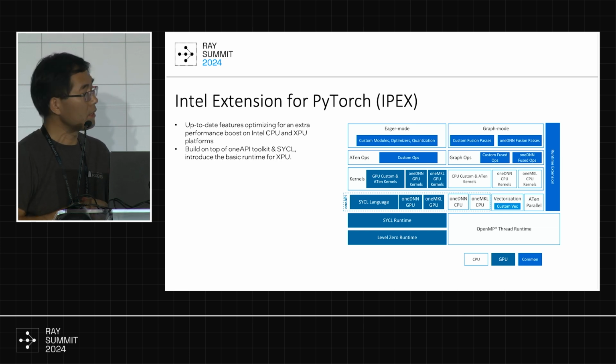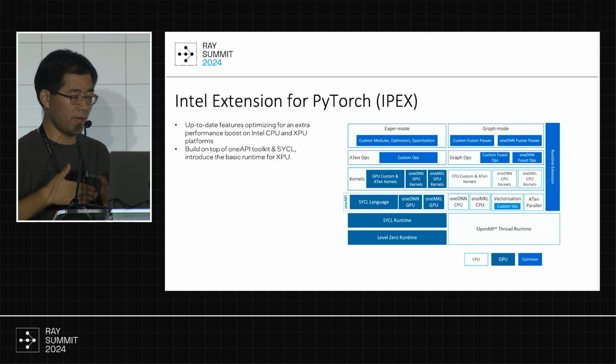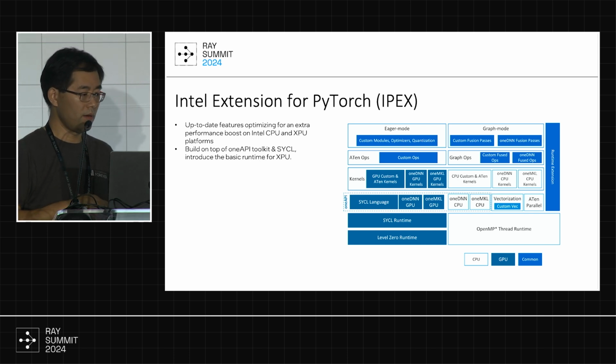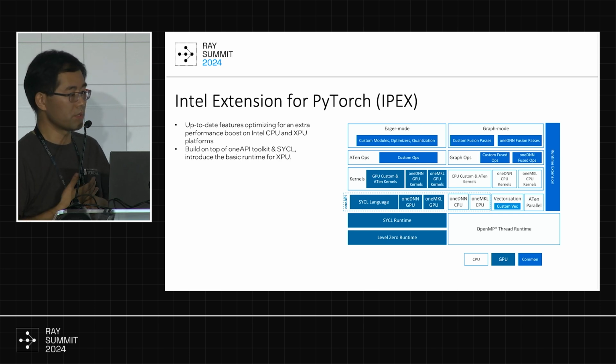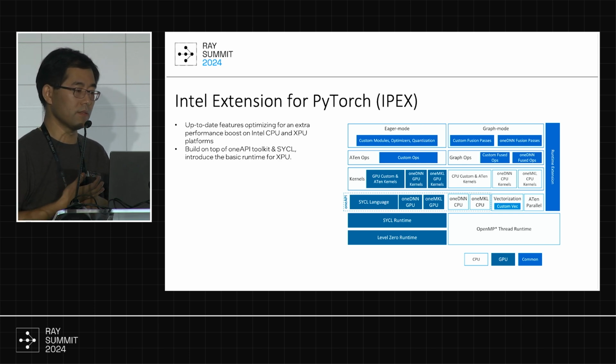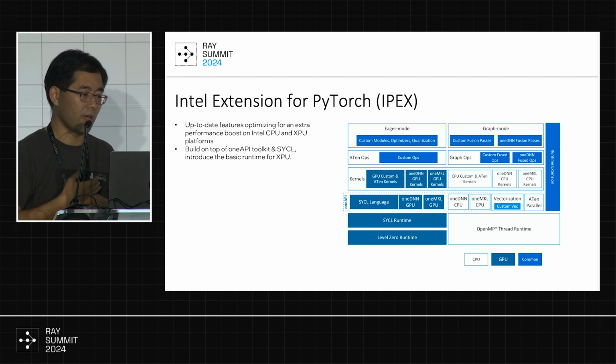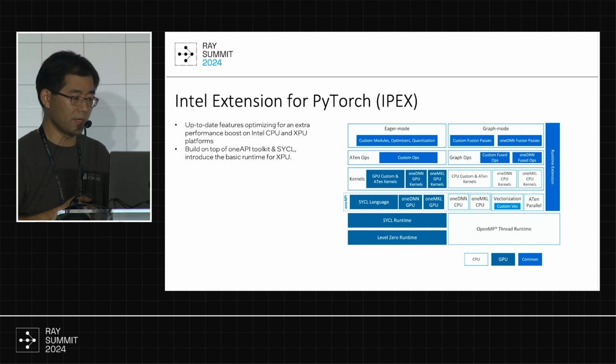And then Intel Extension for PyTorch, also known as IPEX, is for staging and upstream purposes, and it also provides up-to-date features that optimize for extra performance boost on Intel's CPU and XPU platforms. And we added kernels like attention kernels and low precision kernels. Lots of things are added into IPEX and integrated into the vLLM project. The right side is a high-level block diagram.